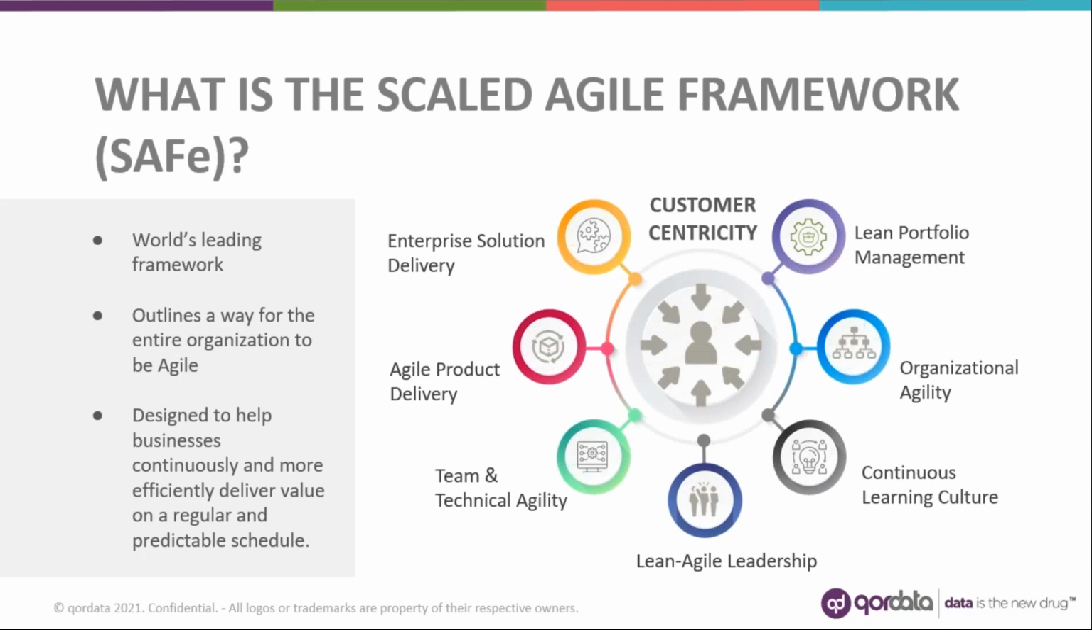So what is the Scaled Agile Framework all about? It is the leading framework for scaling agile across the enterprise. We know how a single team can be agile. SAFe outlines a way for the entire organization to be agile too. It is designed to help businesses continuously and efficiently deliver value on a regular and predictable schedule. It provides a knowledge base of proven integrated principles and practices to support enterprise agility.